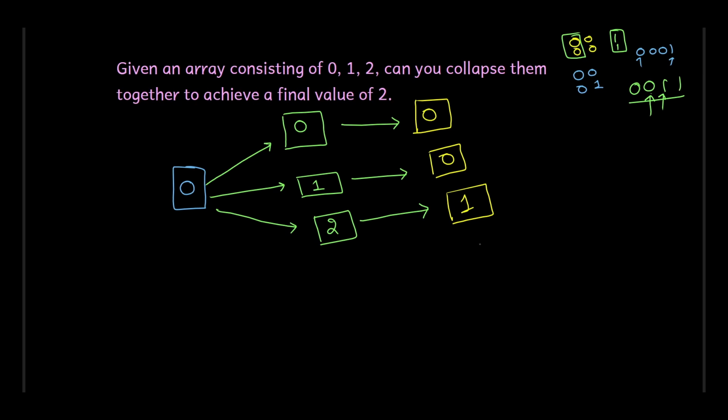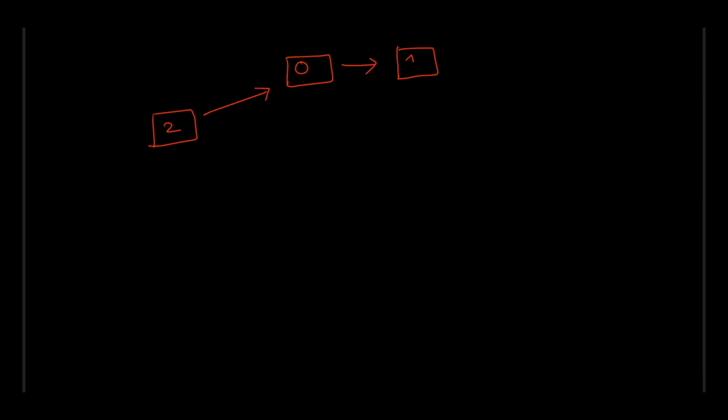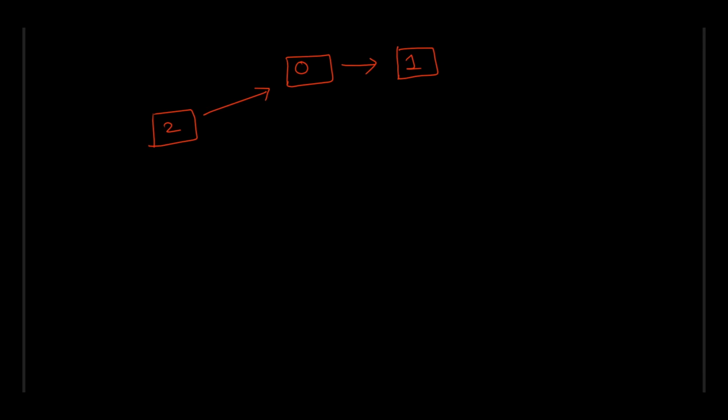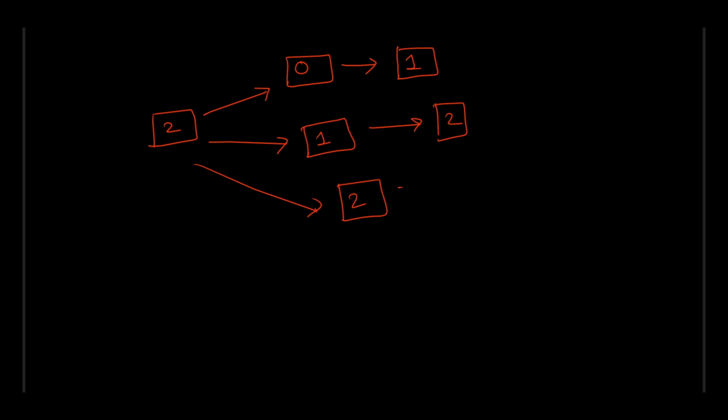Now finally let's talk about the case when 2 merges with anything. When 2 merges with 0, this part we have already discussed. Let's check. 2 merges with 0 produces 1. And 2 merges with 1 produces 2. Finally, the only thing that we have to discuss is what happens when 2 merges with 2. The first box will contain 1 comma 1, and the second box must have contained 1 comma 1. So when you sort them, you will get 1 1 1 1, and then it will produce 2.